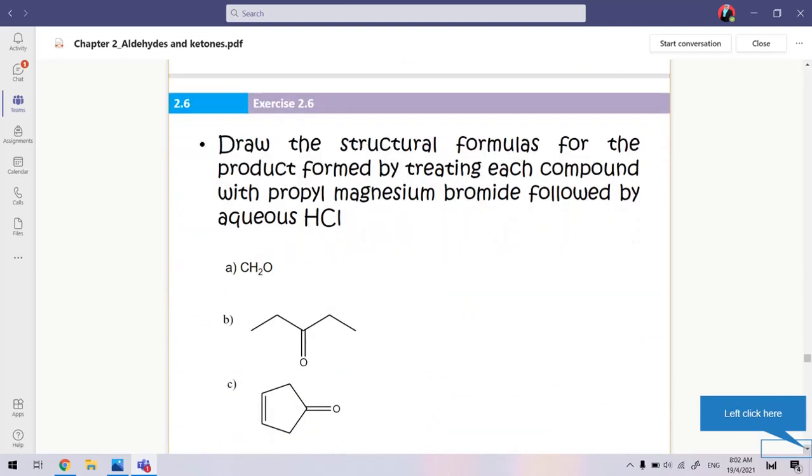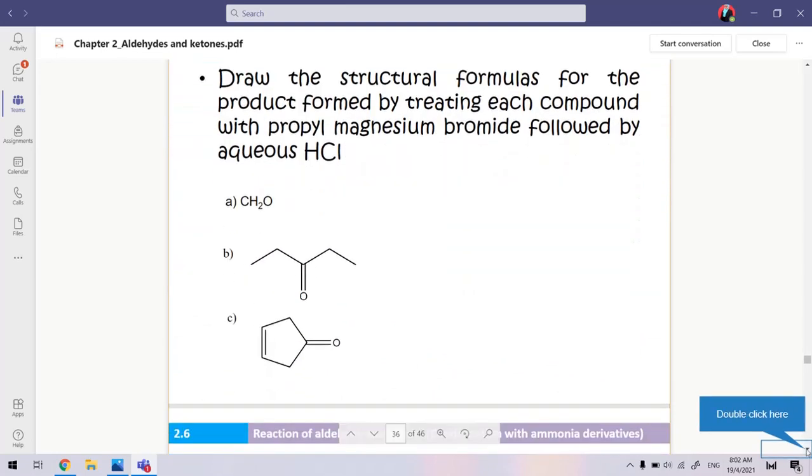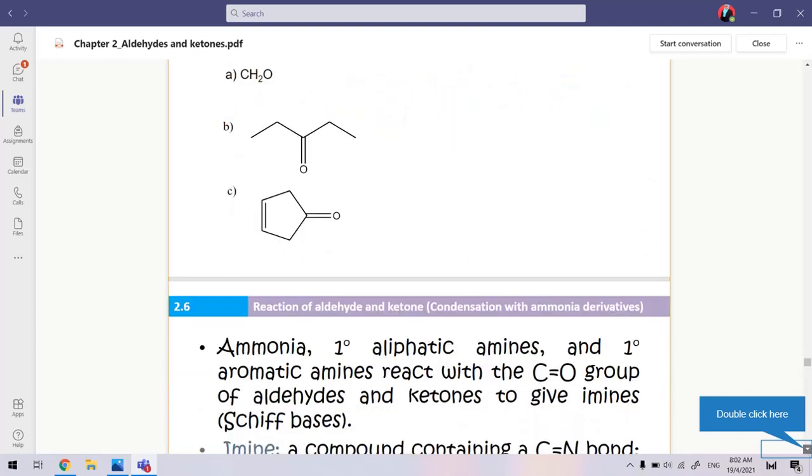Okay, draw the structural formula for the product formed by treating each compound with propyl magnesium bromide followed by aqueous hydrogen chloride. Okay, let's do this question in a class notebook later.